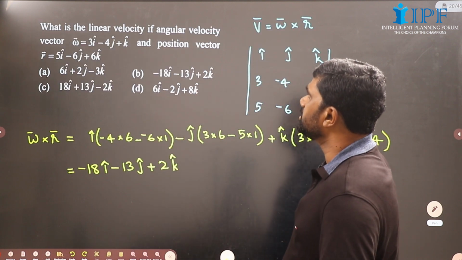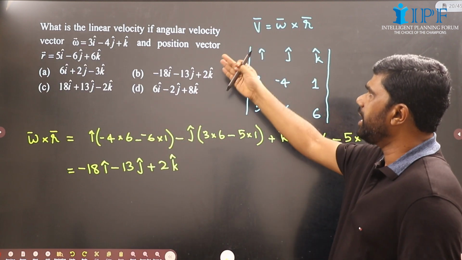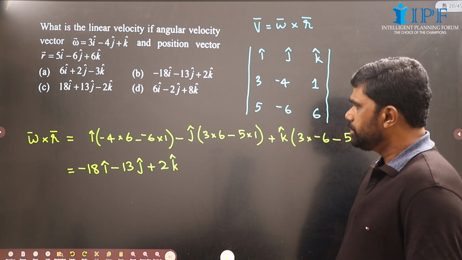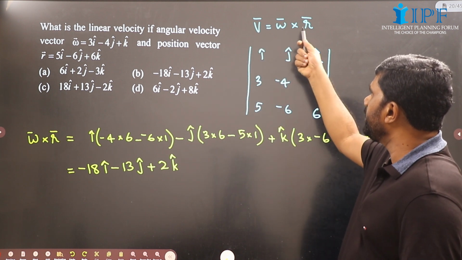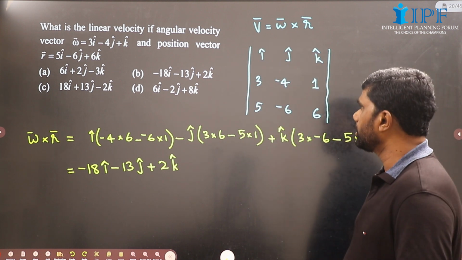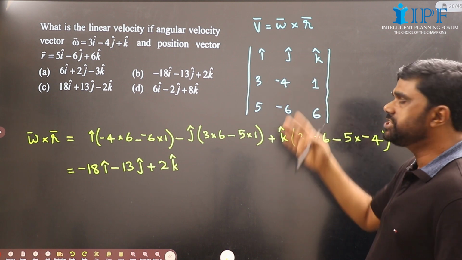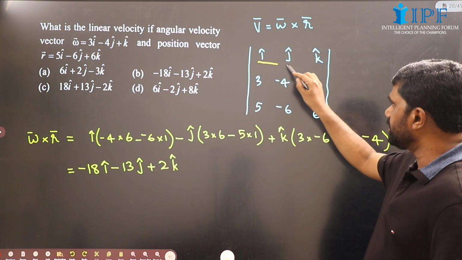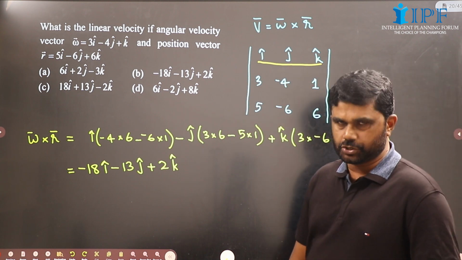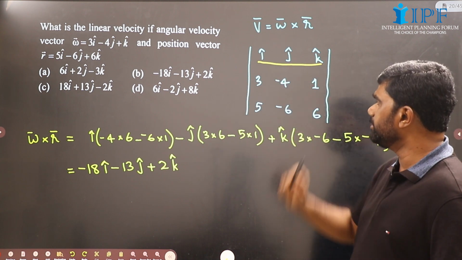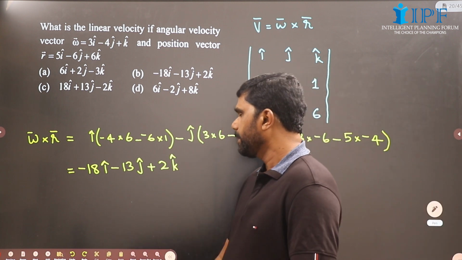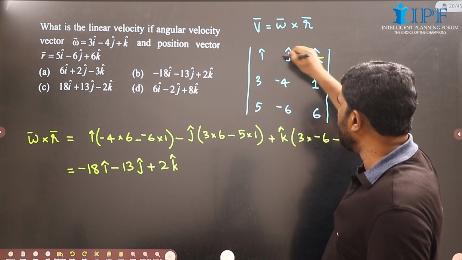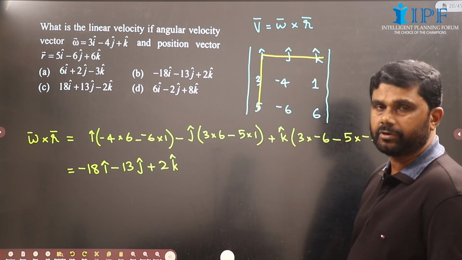What is the linear velocity if angular velocity is given and the position vector is also given in component form? So linear velocity v equal to omega cross r. We have to form this determinant and evaluate it. Suppose we are evaluating this determinant along the first row. Take this element i cap. Now for i cap, we have to eliminate the row and the column containing that particular element.